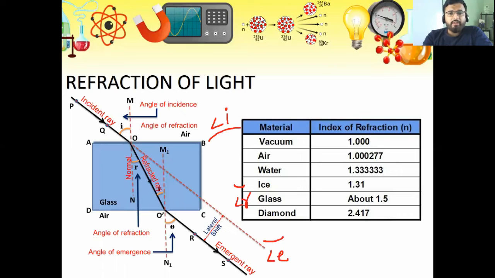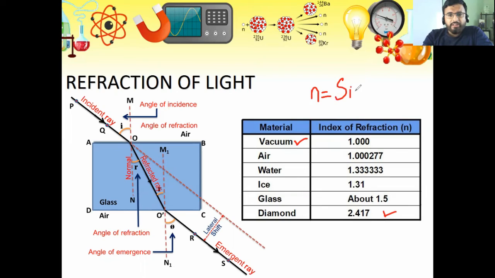Over here you can observe a list of different materials with their refractive index. The refractive index of vacuum and air are more or less the same. However, for water it is 1.33. For ice, it is also 1.3. For glass, it is about 1.5, and for diamond, it is about 2.41, or 2.42 if we round it off to two decimal places. So among these materials, diamond has the highest ability to bend light. However, in vacuum the light will not bend because the angle of incidence and the angle of refraction give a ratio of 1, meaning the refractive index is 1.